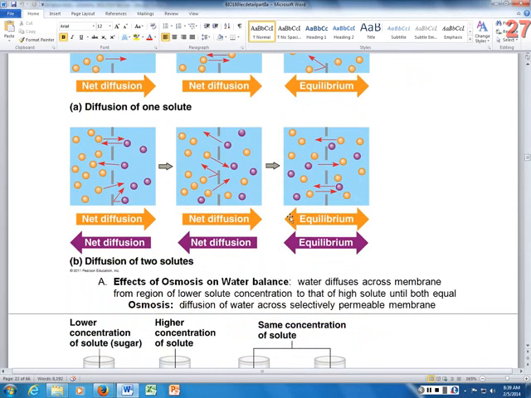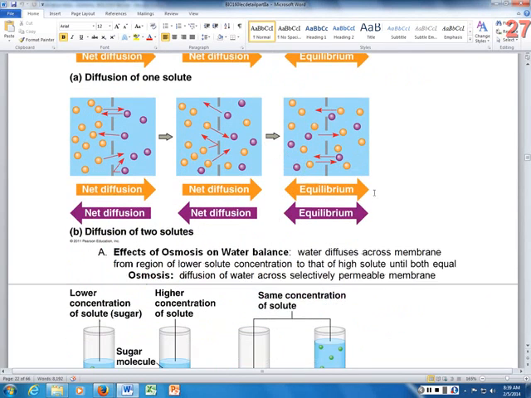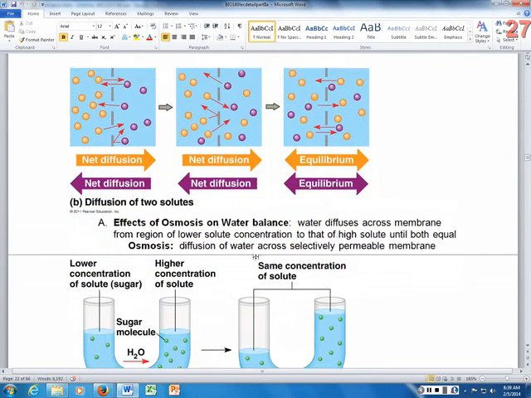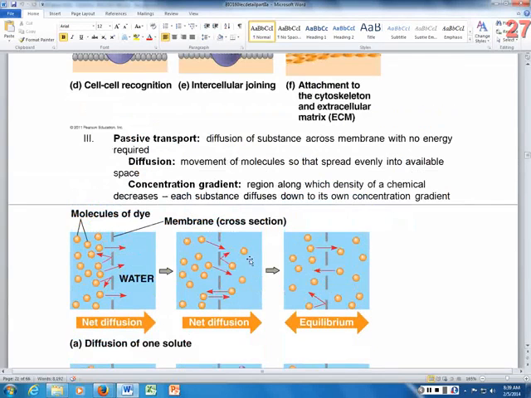This is showing two different solutes, that you can have them both going. It floats across and it doesn't need a transport protein. It would be facilitated transport if it needs that specific transporting protein.